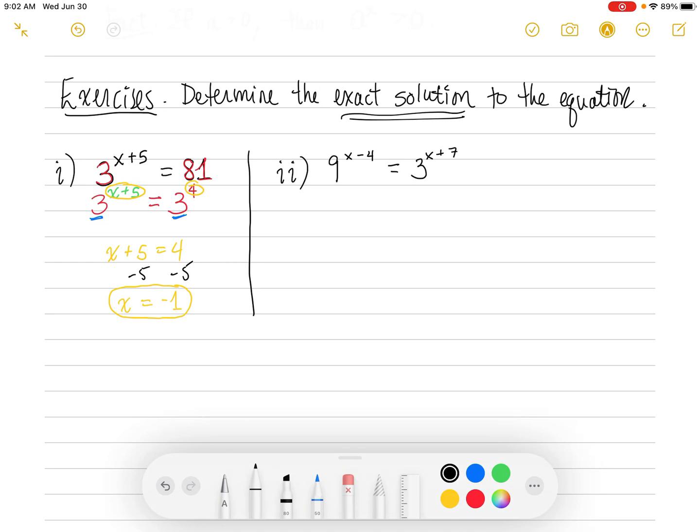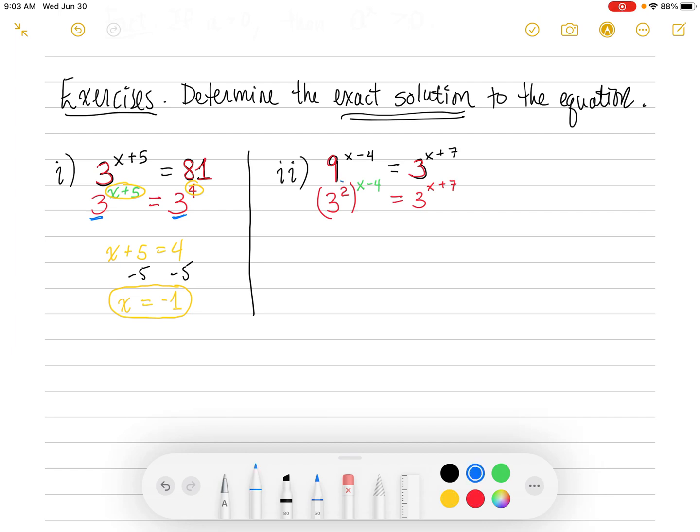Let's say I have 9 to the x minus 4 exponent equals 3 to the x plus 7 exponent. And my question is, okay, I have these two exponential bases, base 9 and base 3. Can you find a common base for them? They both can be written in terms of base 3, right? 9 can be written as 3 squared. So I'm going to rewrite 9 as 3 to the 2nd power. That's another name for 9.